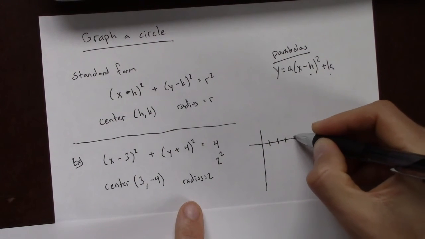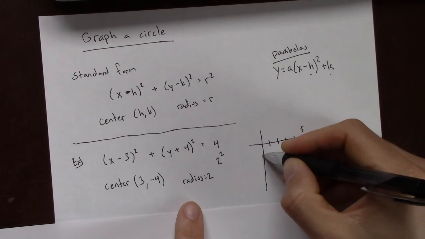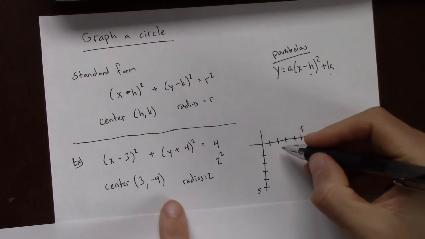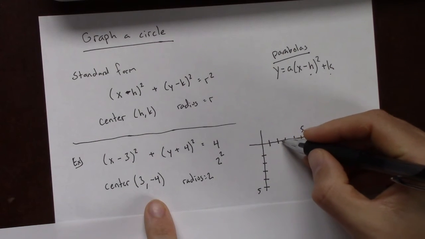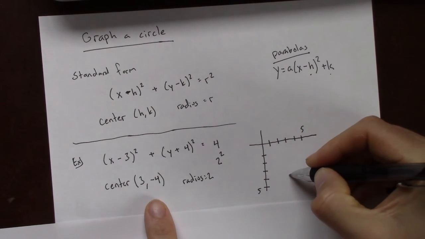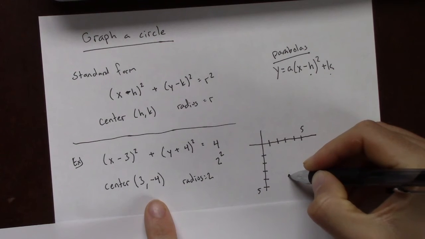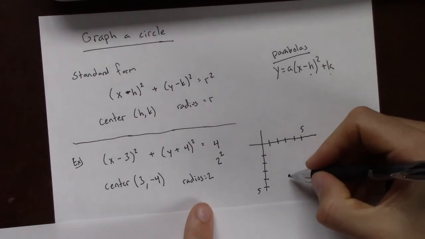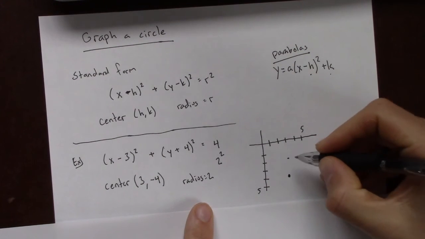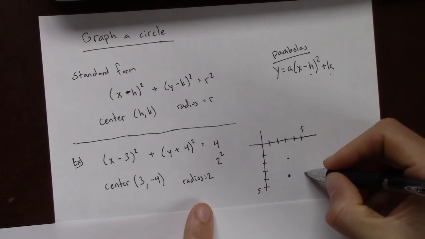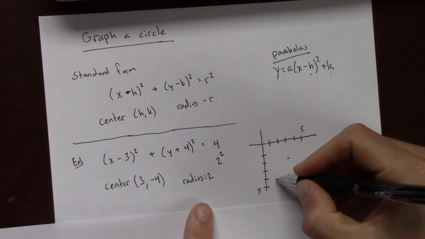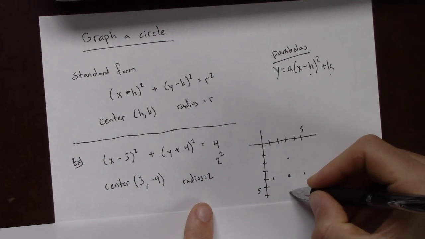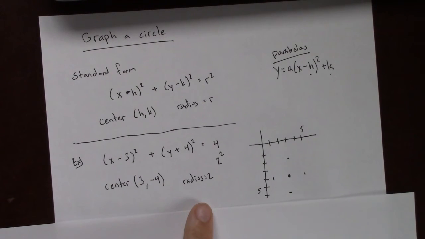1, 2, 3, 4, 5. 1, 2, 3, 4, 5. And so in order to plot that center, I would say go 1, 2, 3 to the right, go 4 down. There is my center. And then to estimate my radius, I'm going to go 2 in every direction. So I'm going to go 1, 2 up. I'm going to go 1, 2 to the side. I'm going to go 1, 2 to the left. Obviously I did this by hand, not on graph paper, so my circle is far from perfect.